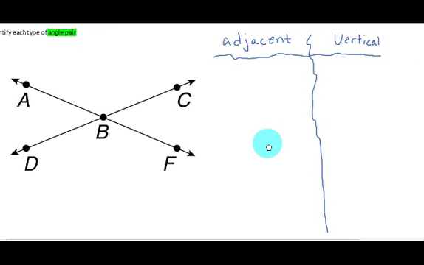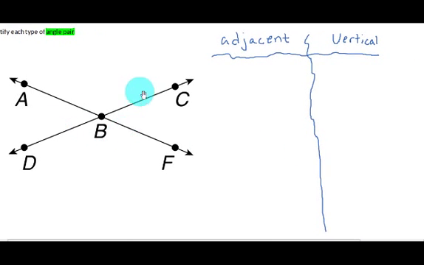Okay, so let's go ahead and identify these angle pairs. So let's go ahead and find the adjacent angles. These are the angles that are next to each other. So running across this line here, which is, let's call it line AF, I see that there are two adjacent angles that are next to each other. They share the same ray and vertex, and they're right here. So angle ABC and angle CBF.